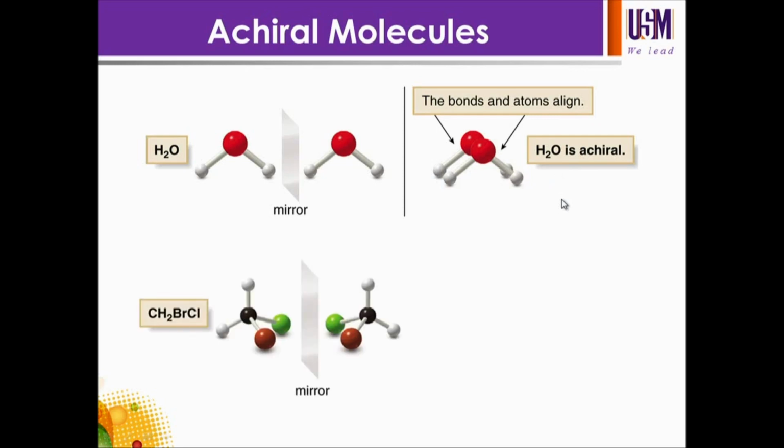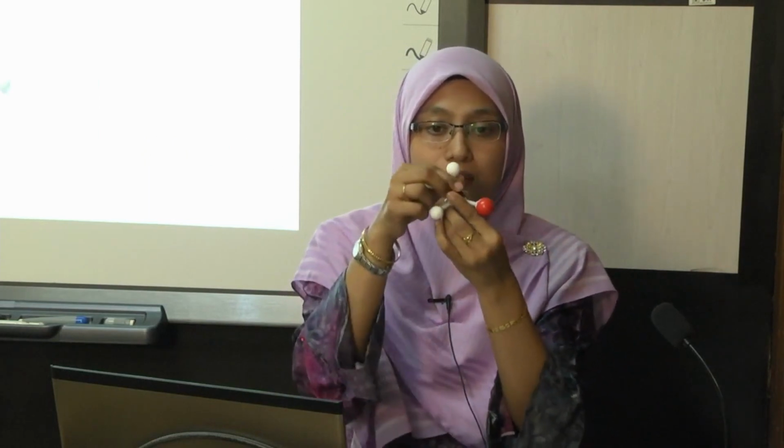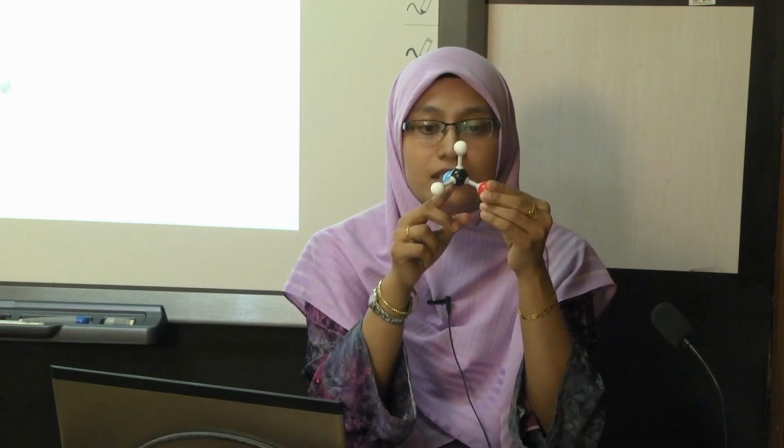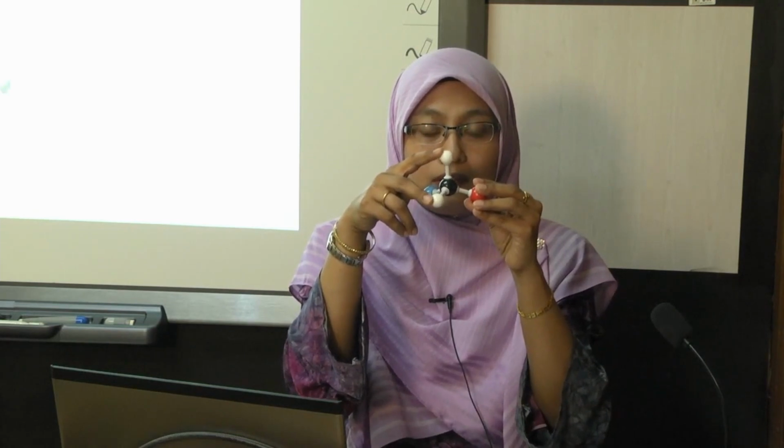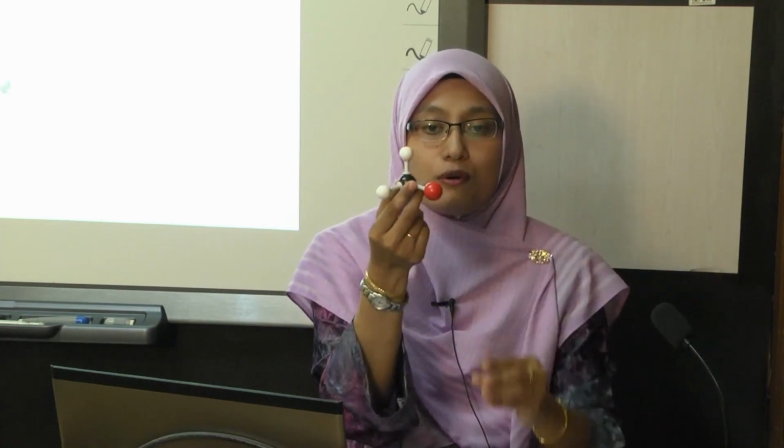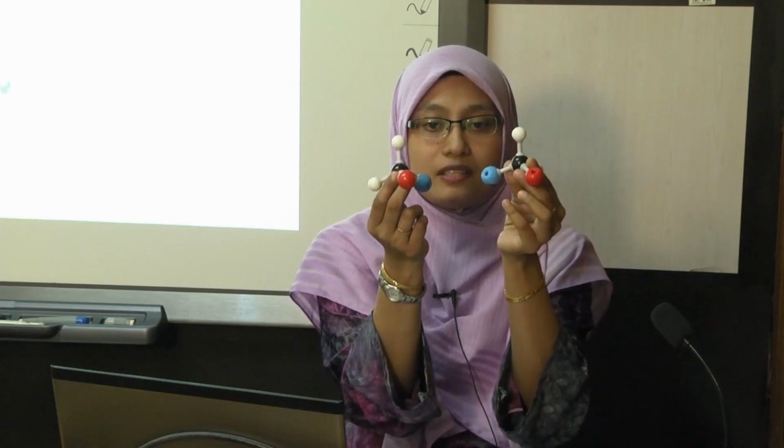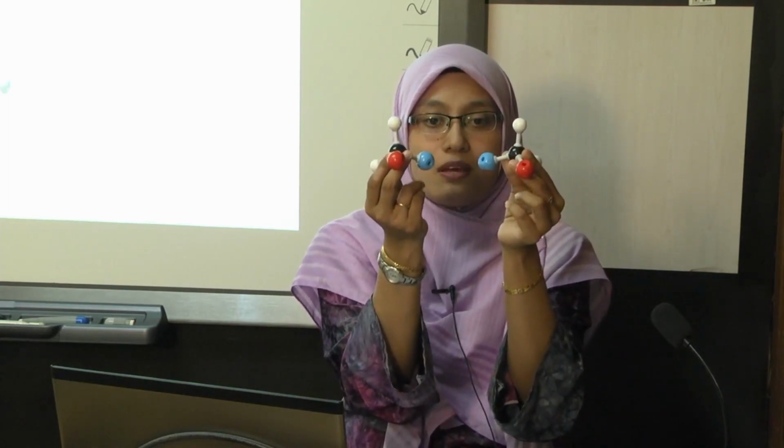Okay, let's say here I have a bromochloromethane. Okay, so chlorobromomethane: the black ball here is the carbon, the blue here is bromine, the red here is chlorine, and I have 2 hydrogen atoms here. Okay, so this is bromochloromethane. When I place it in front of a mirror, I have a mirror image of each other. Can you see? This is the mirror image of each other.